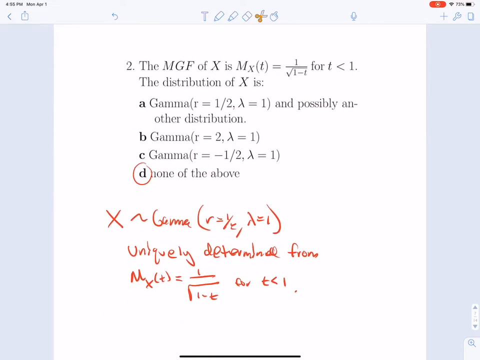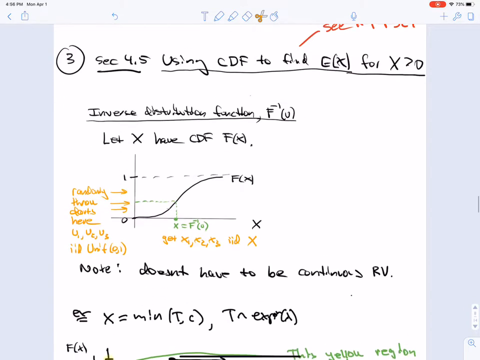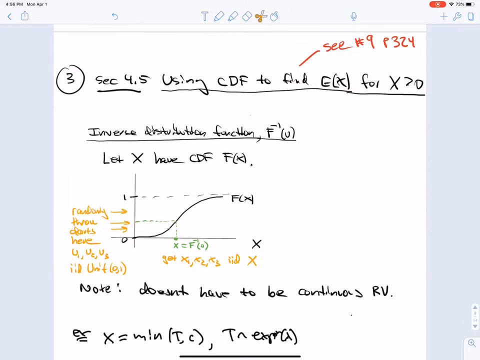Furthermore, if we're given the MGF and we recognize this to be a special case of the MGF of a gamma, then we can uniquely recognize that x is gamma, r is 1/2, lambda is 1. So then we looked at using the CDF to find the expectation of x, for x a positive random variable. This is described in your book in problem number 9 on page 324. So first we'll talk about the inverse distribution.